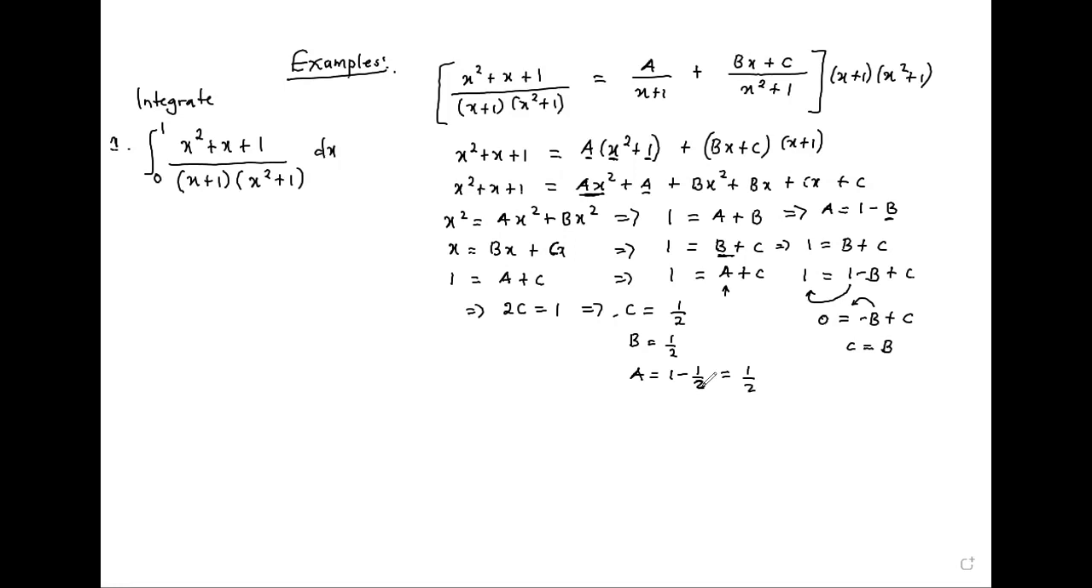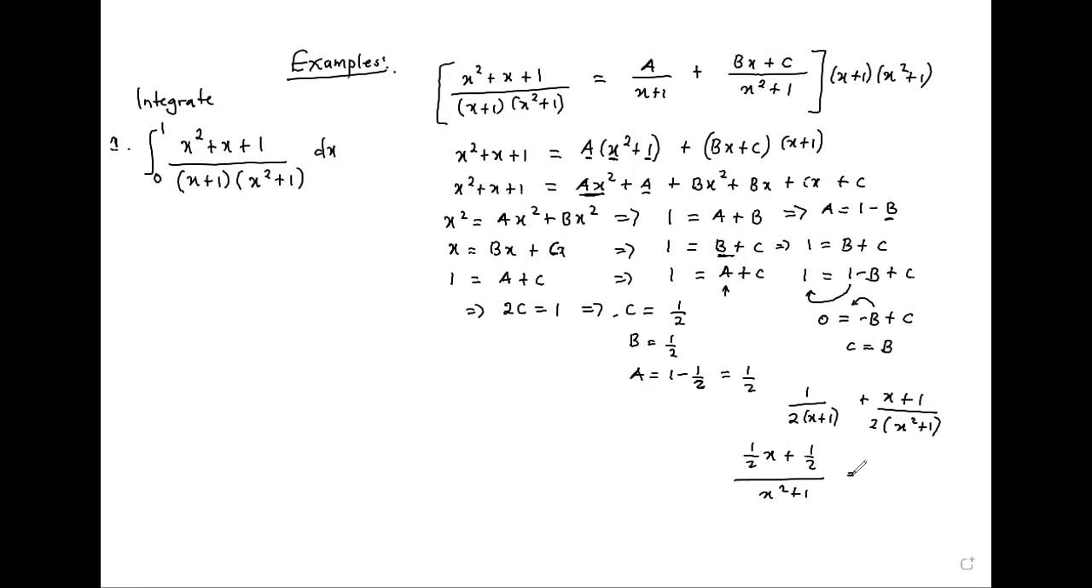We go back to the partial fractions. A is half, so we'll have 1 over 2(x plus 1). B is half, C is half, so we'll have 1 over 2 times (x plus 1) over (x squared plus 1). Here they have done the factorization, because it was half x plus half over x squared plus 1. So half is common.